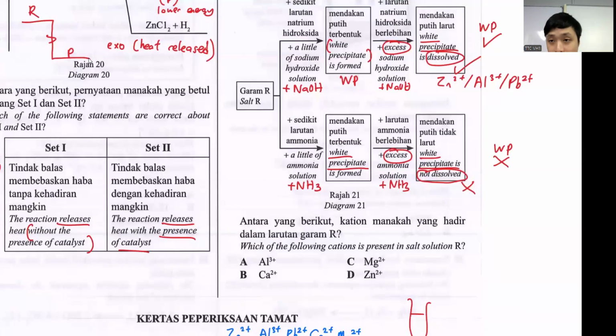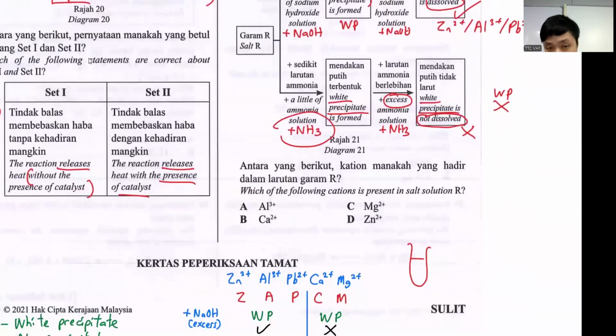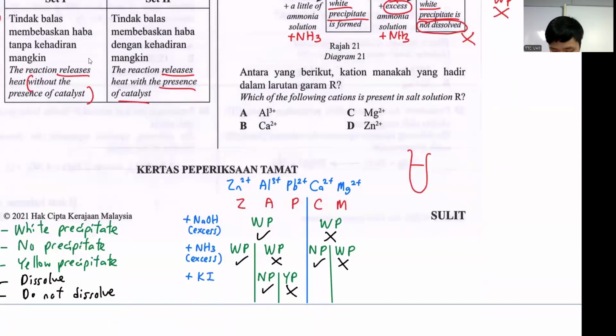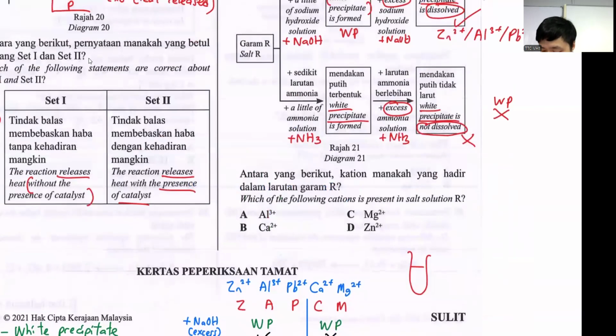The first one is WP dissolve when you add NaOH. The second one is when you add excess ammonia, WP cannot dissolve. It means it cannot be zinc anymore. Okay, zinc is out. It means it can only be aluminium or lead 2 ion.